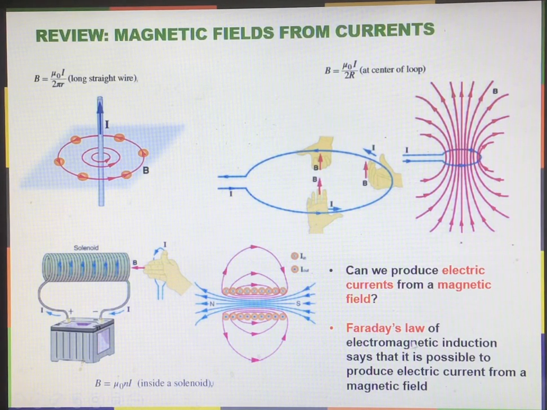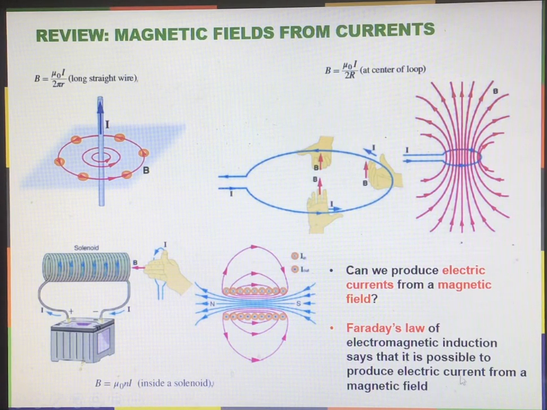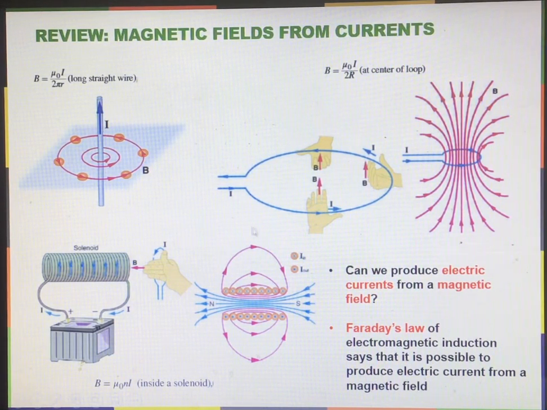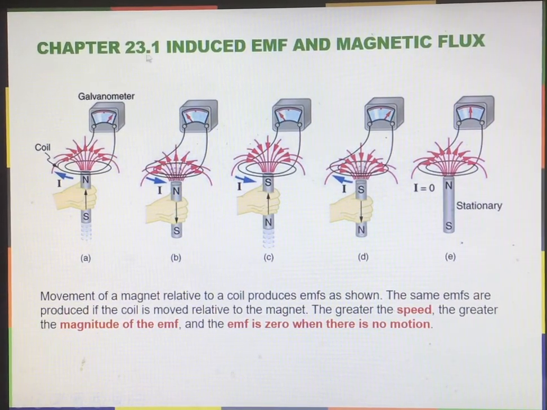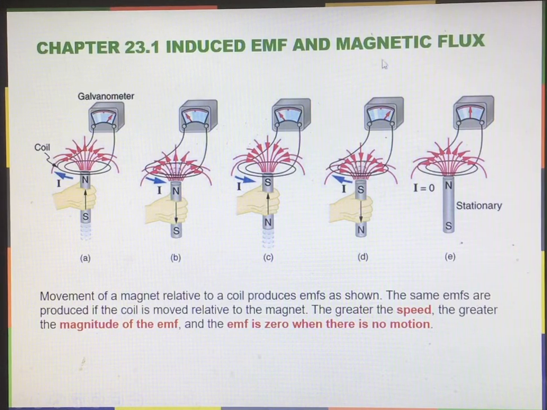So Faraday's law of electromagnetic induction tells me that it is possible to produce electric currents from a magnetic field. And this is something that we're going to be talking about. So now we're going to get into section 23.1. In this section, we'll talk about the induced electromotive force and the magnetic flux.